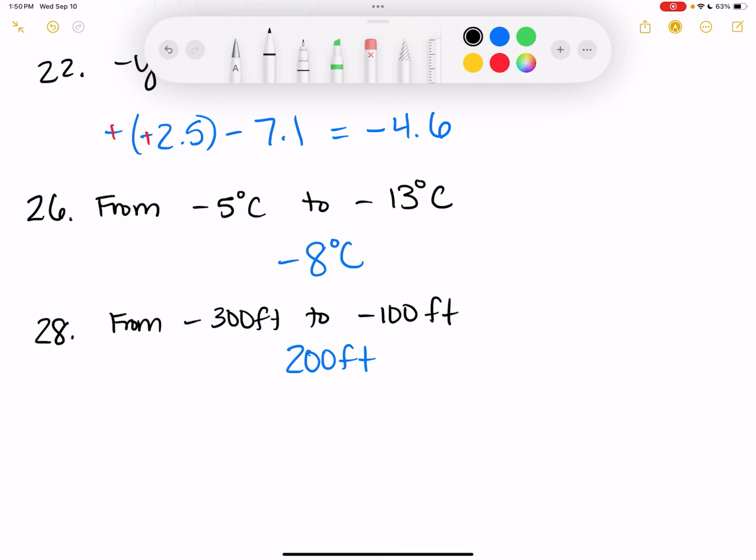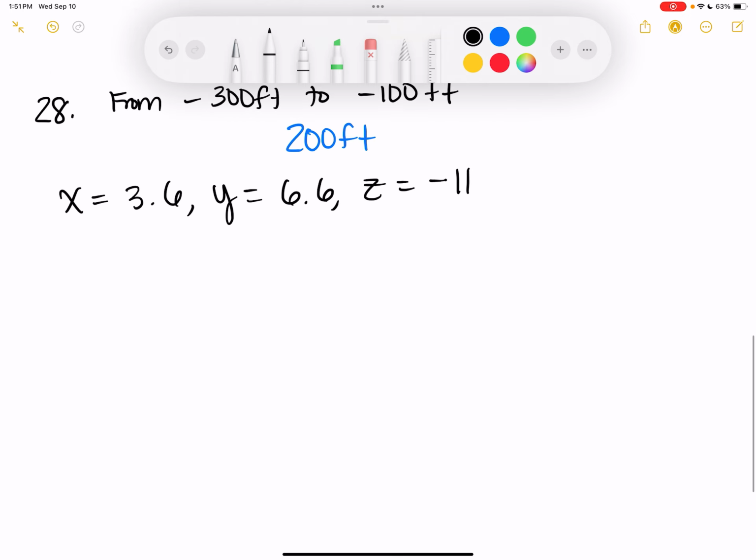All right, evaluate the expression when x is equal to 3.6, y is equal to 6.6, and z is equal to negative 11. It can be all letters of the alphabet. There can even be Greek letters.